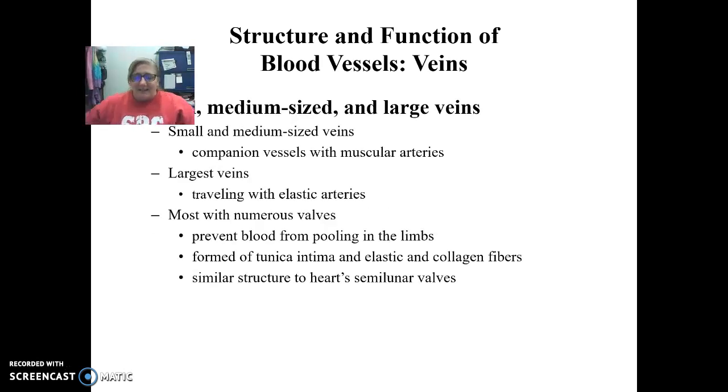Small and medium-sized veins are the veins associated with your muscular arteries, and they tend to have the same name as the muscular arteries. So if we have the example I used before, the brachial artery, we have a brachial vein as well. We have deep brachial veins and superficial brachial veins, same with deep brachial arteries and superficial brachial arteries. Then the largest of our veins travel with the elastic arteries, or the conducting arteries. These veins don't always have the same name.